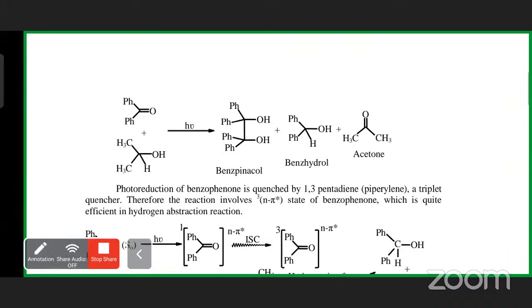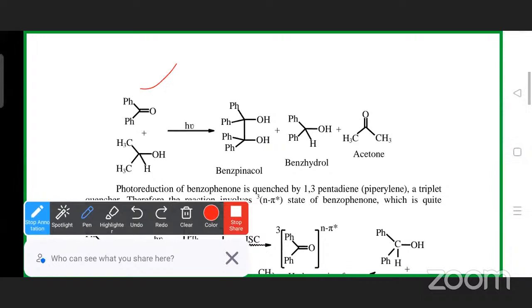You can see how this photoreduction takes place by taking an example, where benzophenone, a carbonyl compound, is undergoing the photoreduction reaction in the presence of isopropyl alcohol. The isopropyl alcohol is donating the proton. So this bond undergoes homolytic cleavage, and one of the pi bonds in the carbonyl group also undergoes homolytic cleavage here.